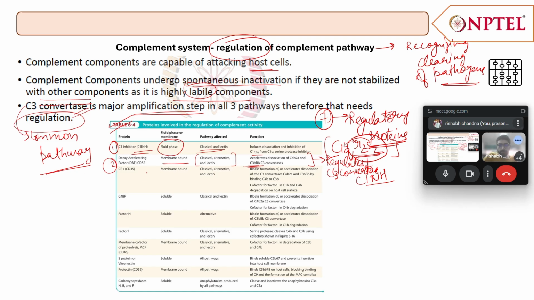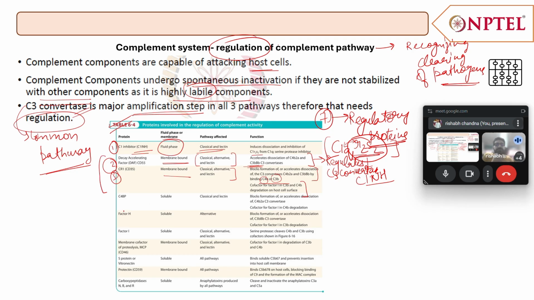Then we have CR1, that is CD35, also membrane bound, affects all the three pathways. It blocks formation of or accelerates dissociation of the C3 convertase by binding C4b or C3b. So it also affects the C3 convertase by binding to C4b or C3b and helps in dissociation of its components. And it is a cofactor for factor I in C3b and C4b degradation on host cell surface. So these two are involved in the regulation of the C3 convertase.